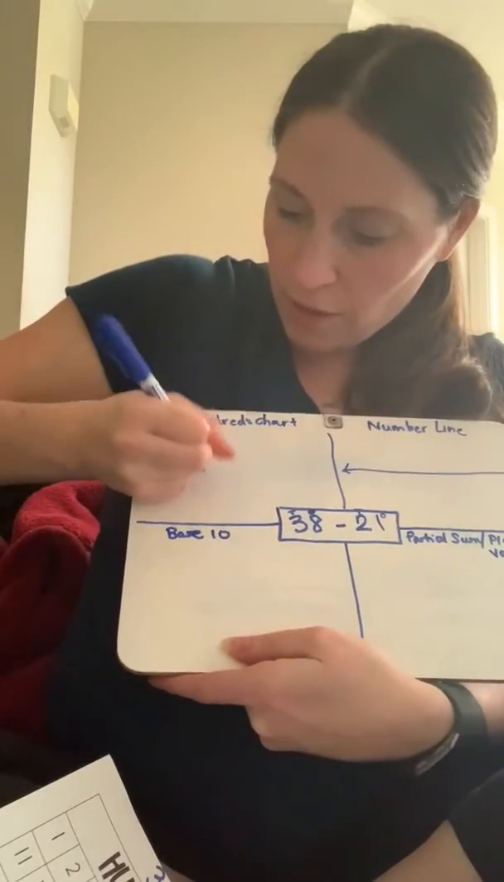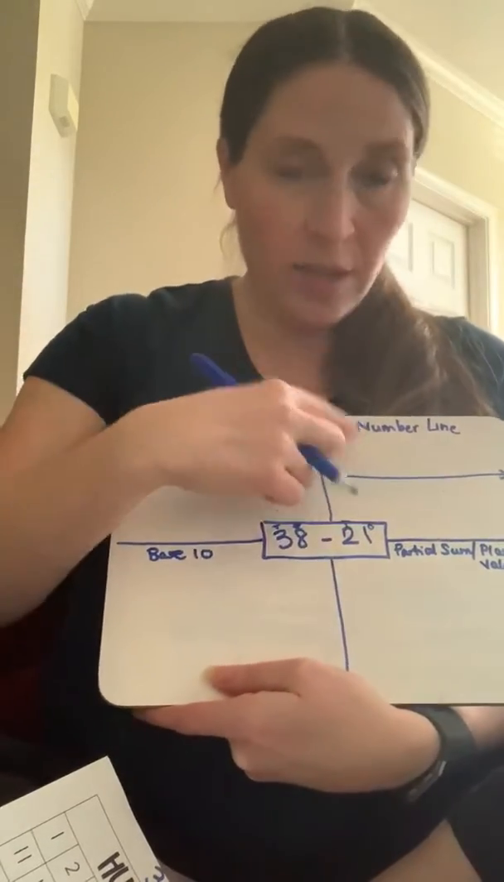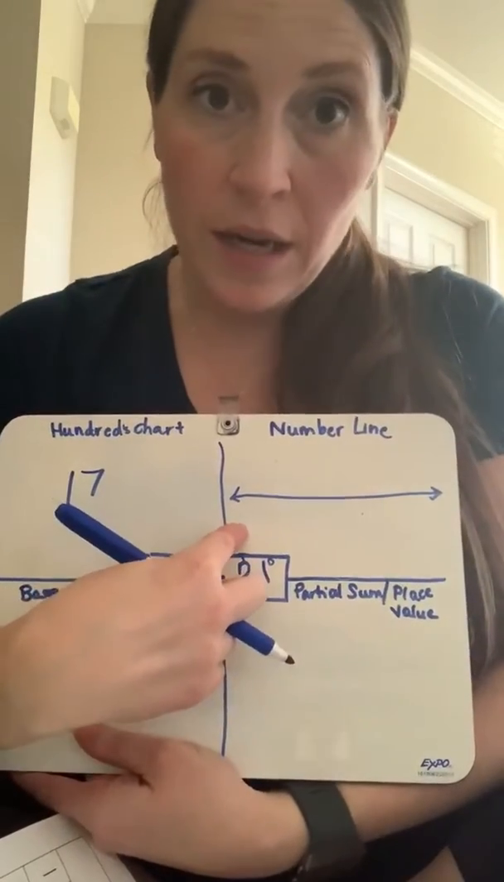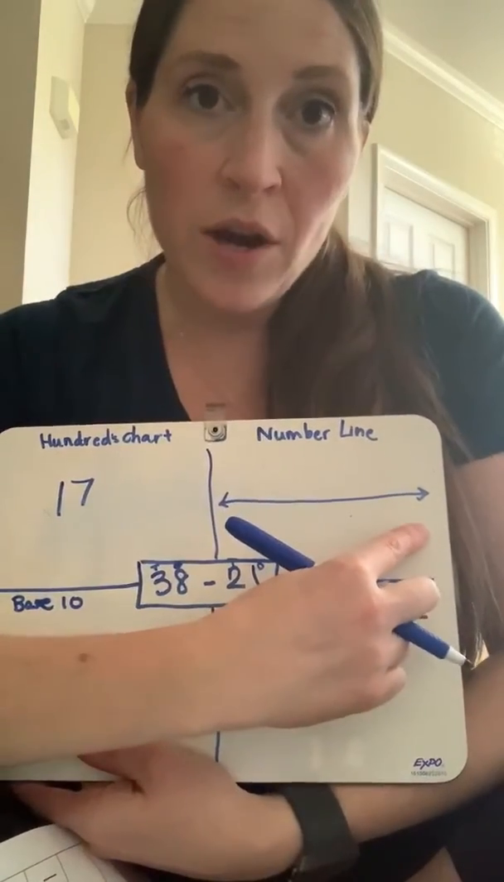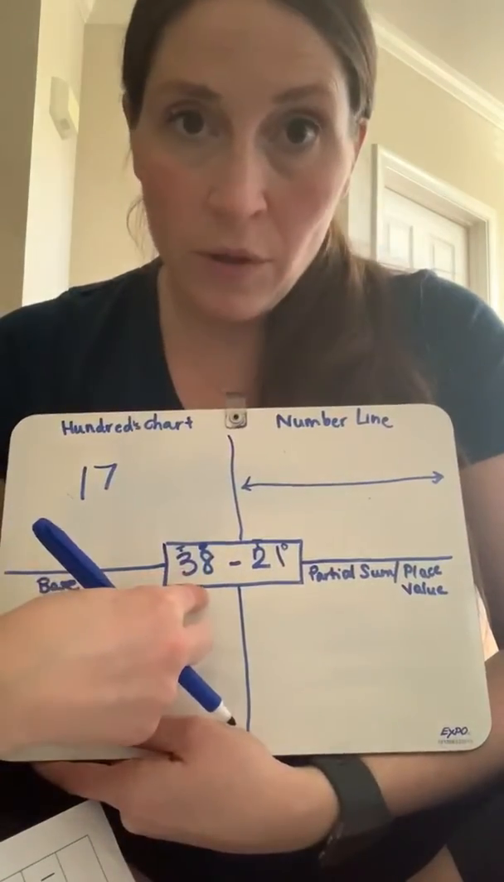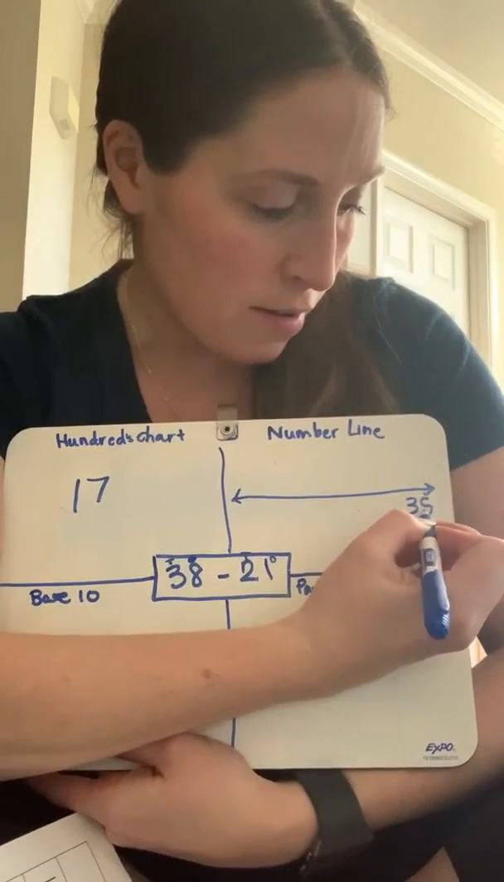So I'm just going to write that right here. Okay, then our next one is the open number line. With addition, we started here. With subtraction, we're going to start at the other end because we're going to be making jumps backwards. So again, you start with your first number, your largest number, and that's 38.